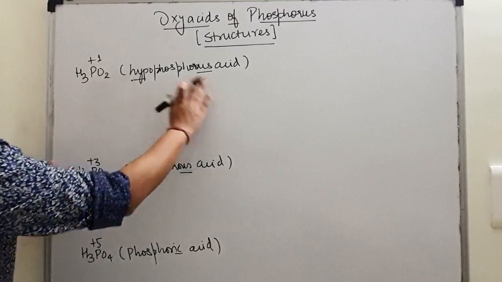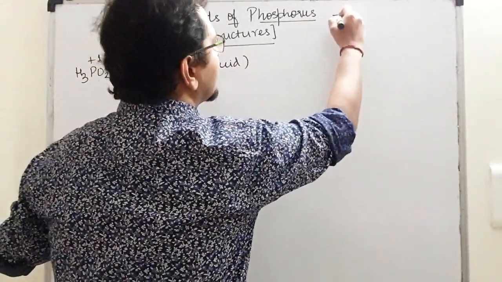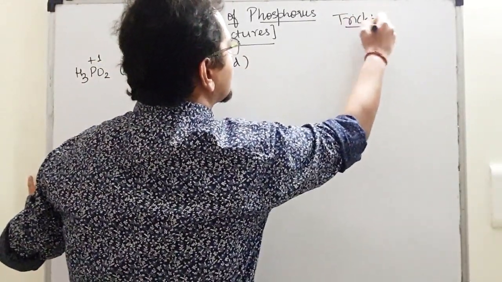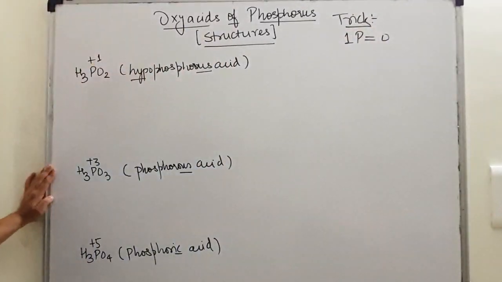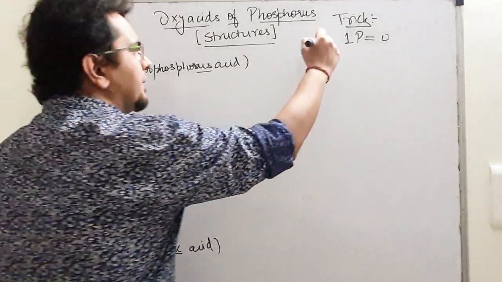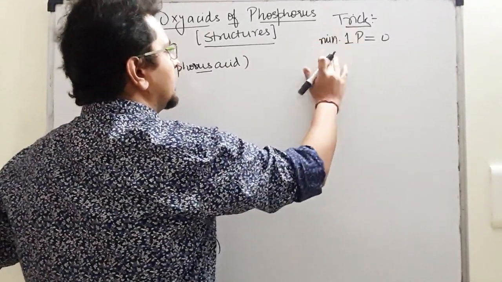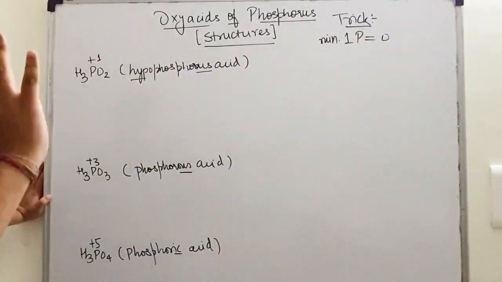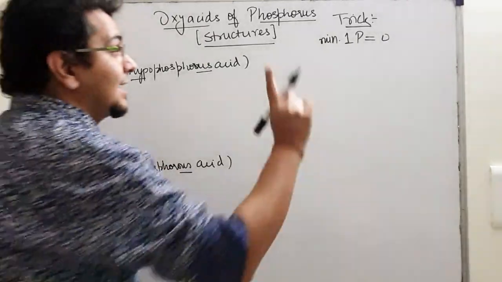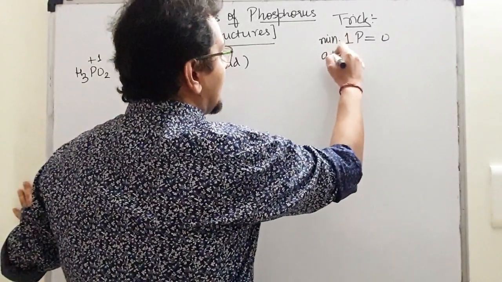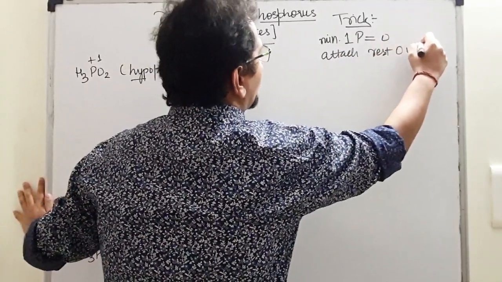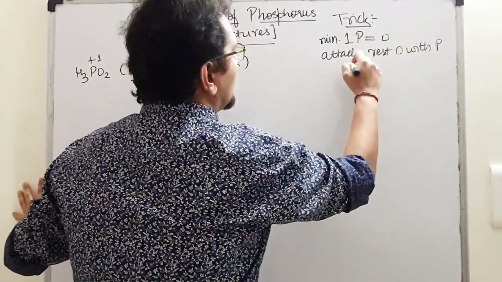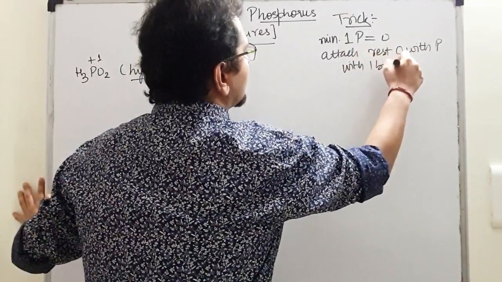Now, how to draw the structure? Dekho bhai, the rule is very simple, the trick is very simple here. You should have one P double bond O, compulsory, minimum. That means if a phosphorus atom is there, it should have one oxygen double bonded to it. Next, attach the rest of the O atoms to P with one bond each.